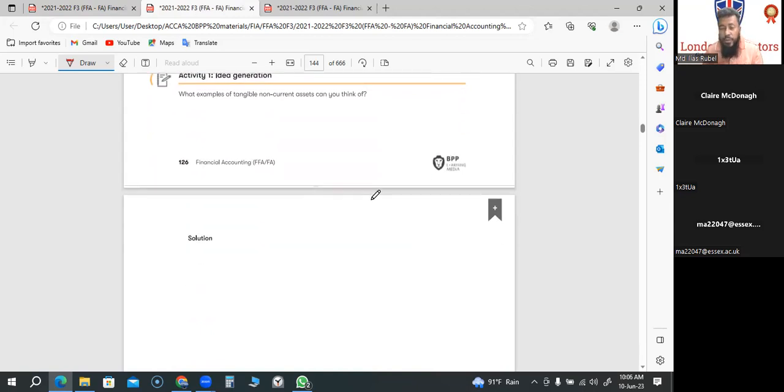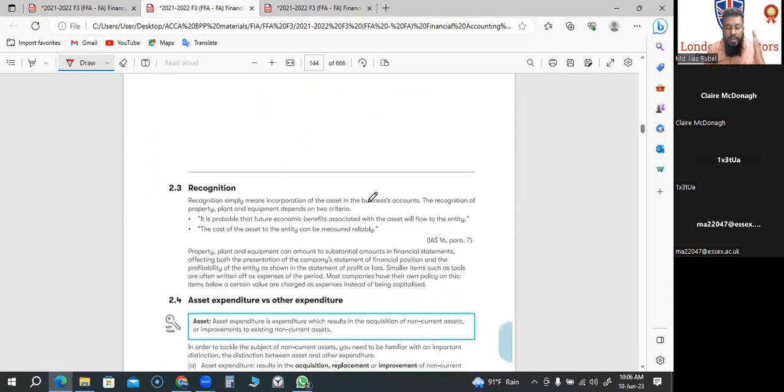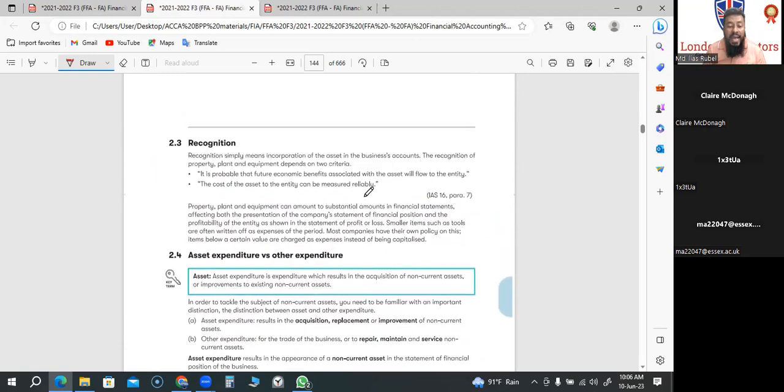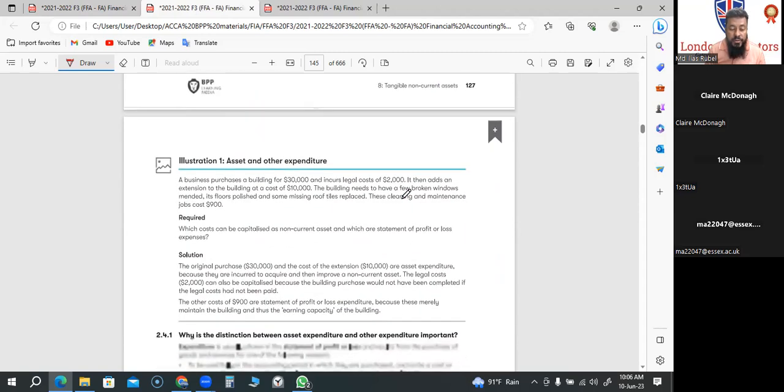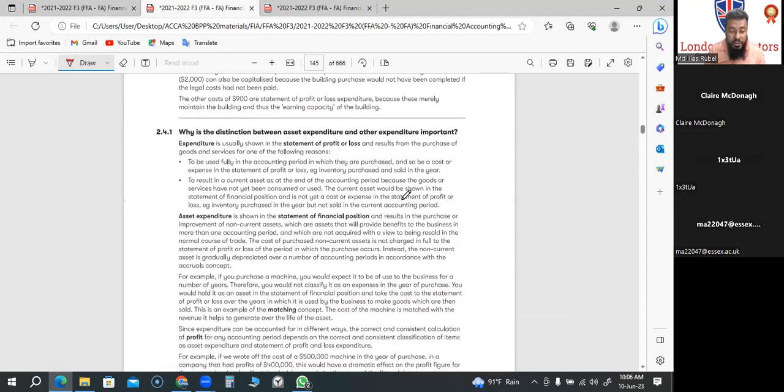So sip on your coffee and enjoy. Examples of tangible non-current assets: you are right, building. Then you said machine and plant. P&M we call it, plant and machinery. Fixtures and fittings, isn't it? Equipment, and so on. You can go on and on. Now, assets we're going to recognize at cost or by the revaluation method. We will go through this later on.